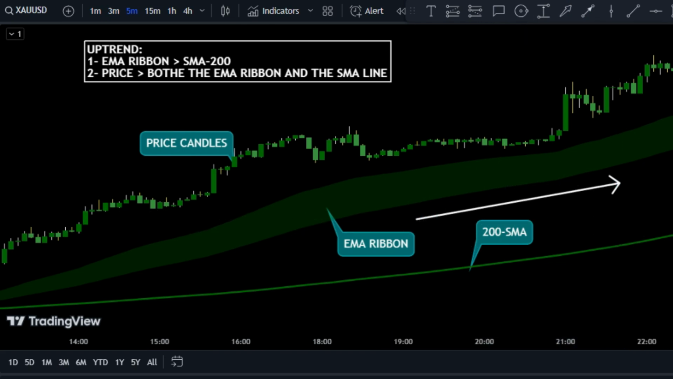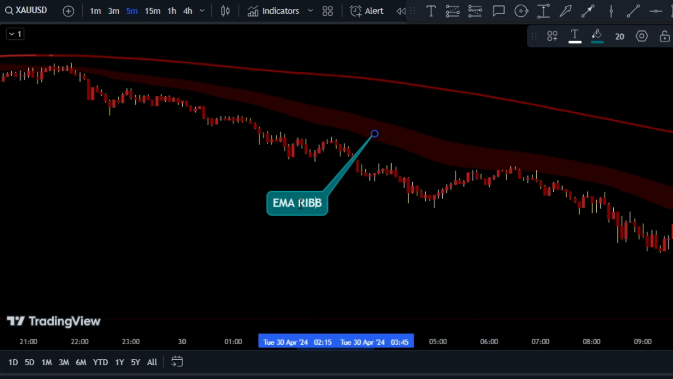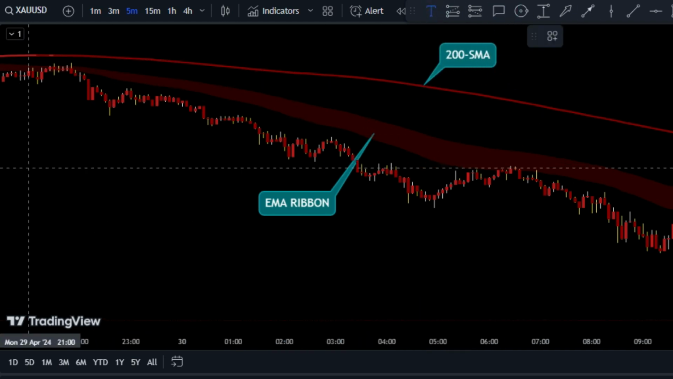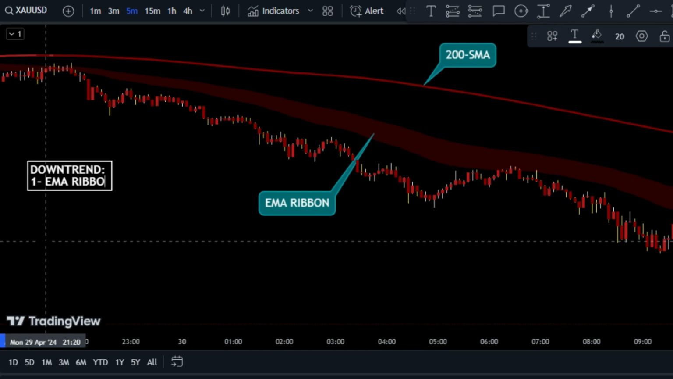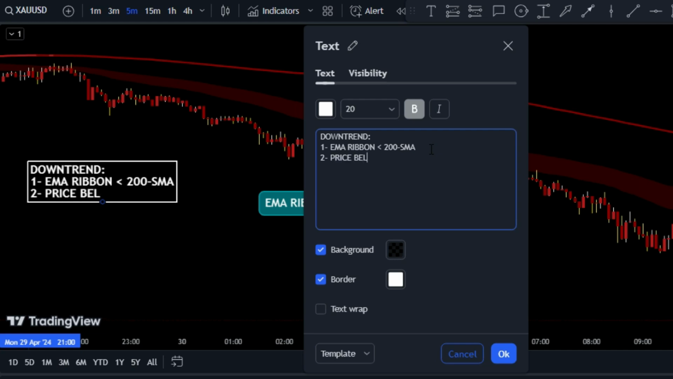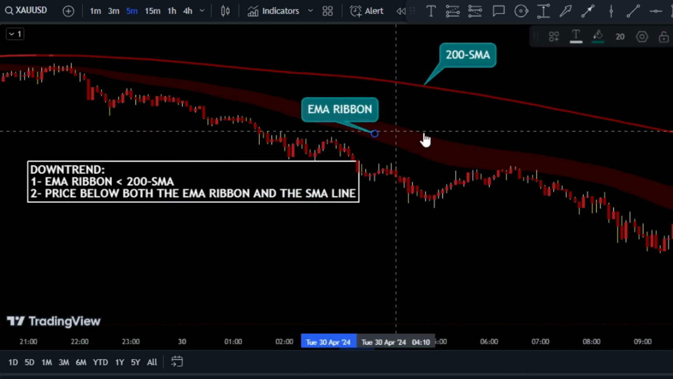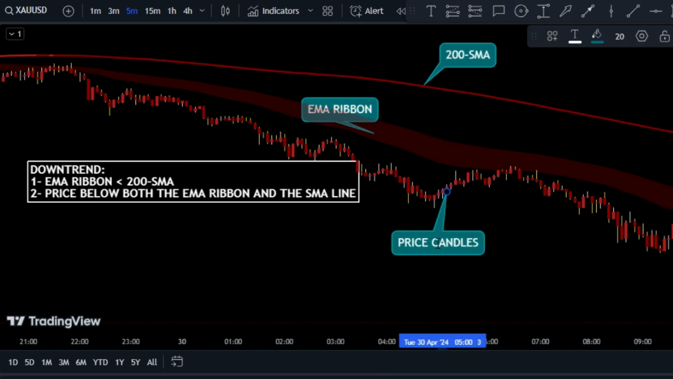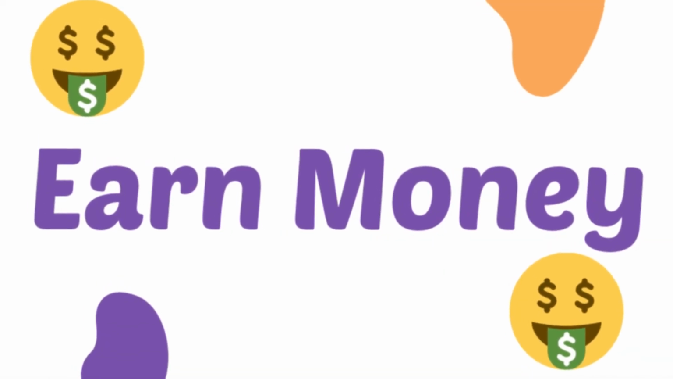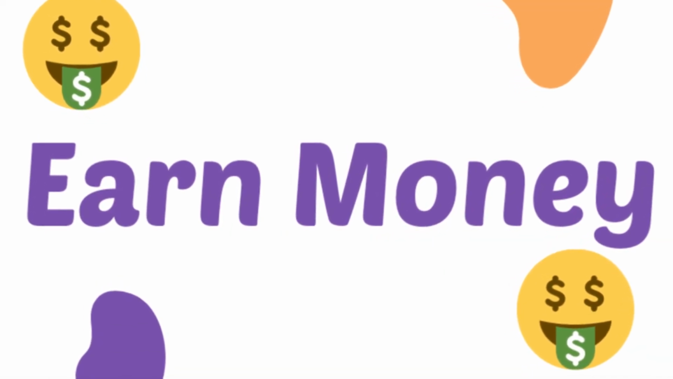And on the other hand, when the EMA ribbon dives below the 200 SMA line and the price candles are below both, it is an indication that the market might be entering a downtrend. This suggests that the market condition could be leaning towards selling opportunities, but again, the indicator isn't specifically signaling when to sell. Now let's talk about how to use the indicator to make profitable trades while managing risk.